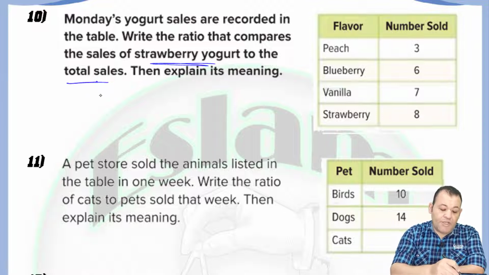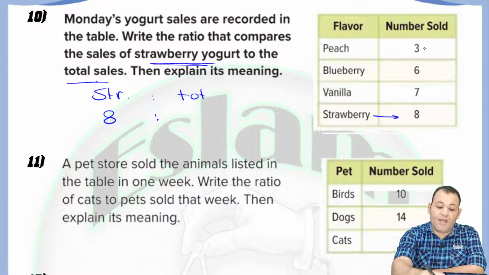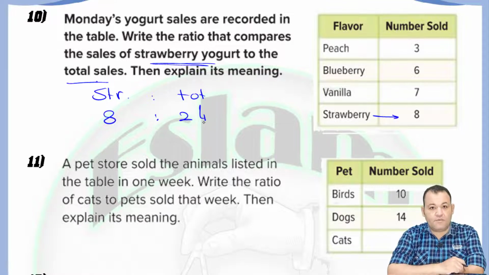So number 1, we need to find the number of the strawberry. So we have here the number of the strawberry to the total number of the items. The strawberry that we have now is 8, so I will just write 8. And the total, I need to add all of them. 3 and 6 equals 9, plus 7 equals 16, plus 8 equals 24. So the ratio now will be equal to 8 to 24.